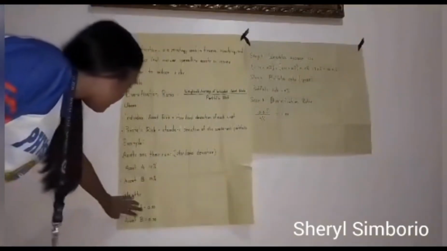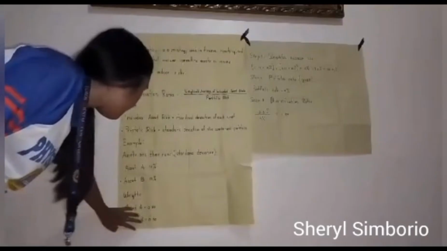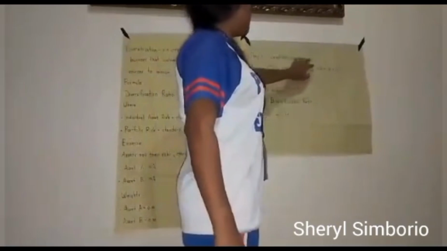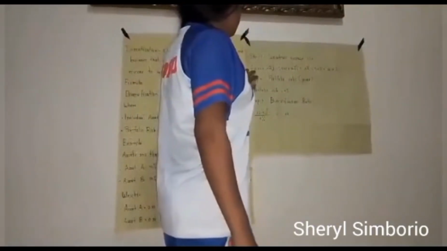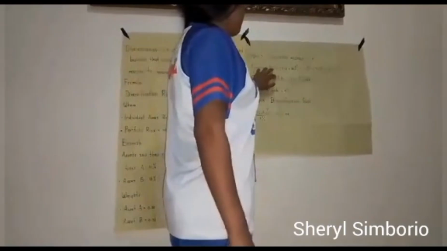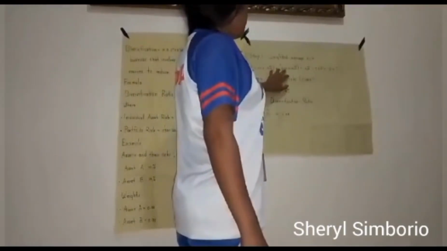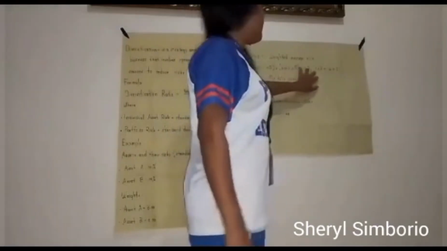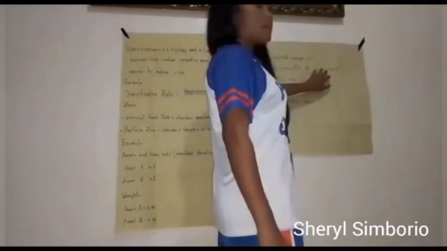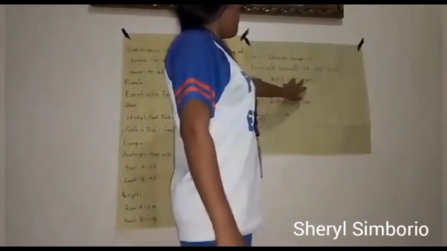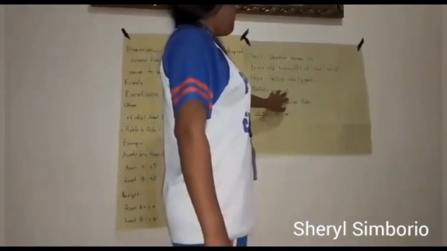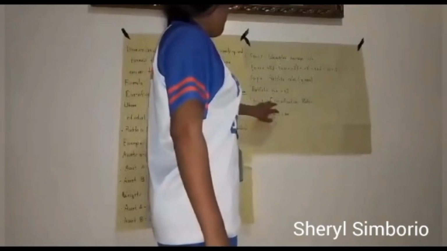Weights: Asset A equals 0.50, Asset B equals 0.50. Step 1, weighted average risk: (0.50 times 10%) plus (0.50 times 15%) equals 5% plus 7.5% equals 12.5%. Step 2, portfolio risk (given): portfolio risk equals 9%.